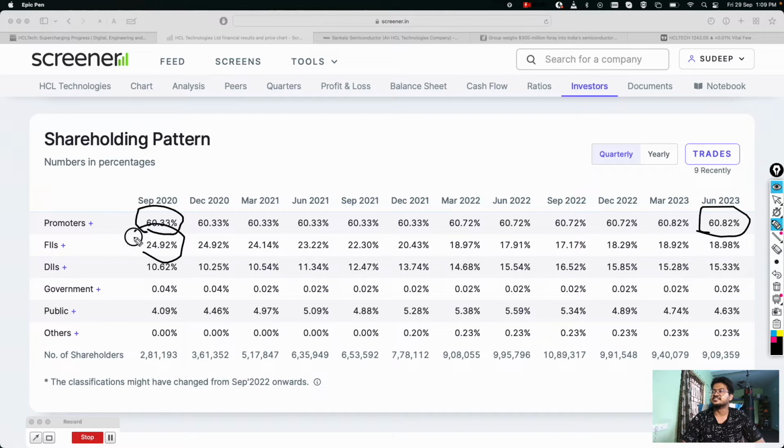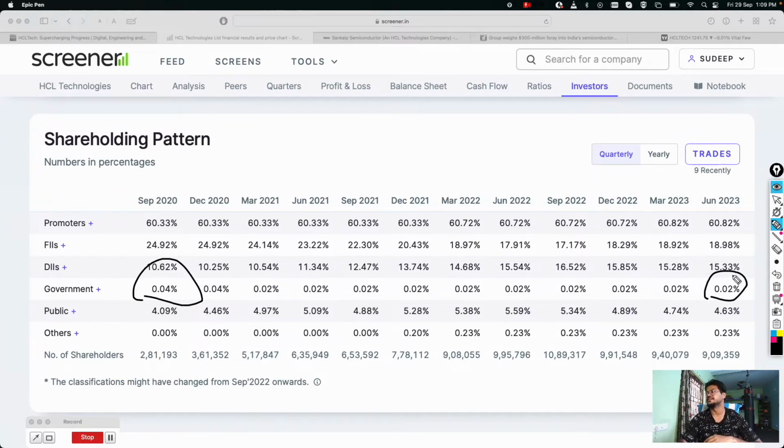FIIs have slightly decreased their stake from 24.92% to 18.98%. So almost you can say 19. So almost 5% stake they have decreased, FIIs, but at the same time the DIIs have increased their stake from 10.62 to 15.33. So almost 4.5% increase in stake by DIIs. So it is almost balancing it. Now we can see that the government is also holding some stake in this company. It was 0.04% in September 2020, and now it is 0.02%. They have slightly decreased, but still they are holding stake in this company.